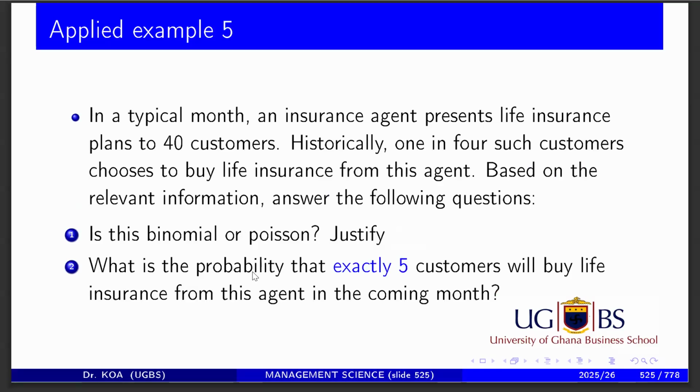In a typical month, an insurance agent presents life insurance plans to 40 customers. Historically, 1 in 4 customers chooses to buy life insurance from this agent. Based on the relevant information, answer the following. Is this binomial or Poisson? Doc, this one is clearly Poisson. Are you sure? I won't agree if it's binomial. Me too.